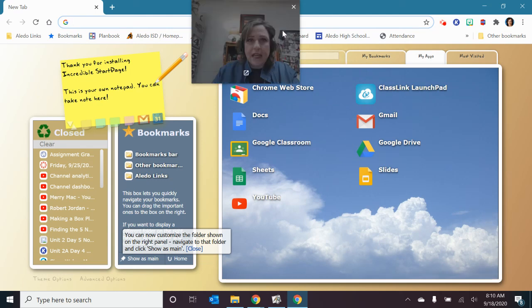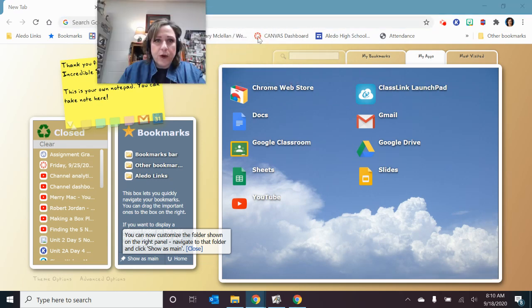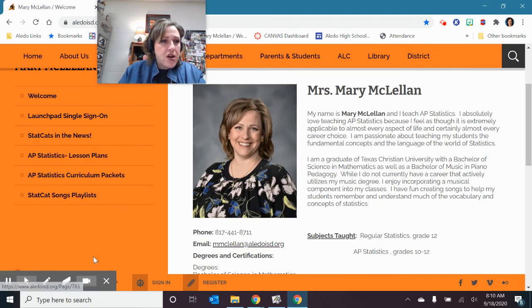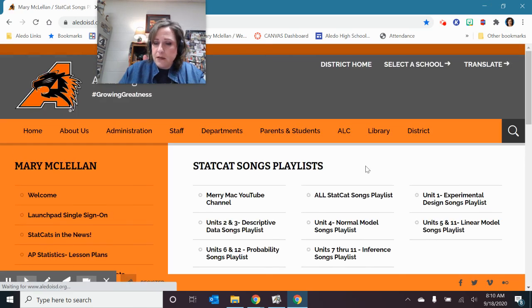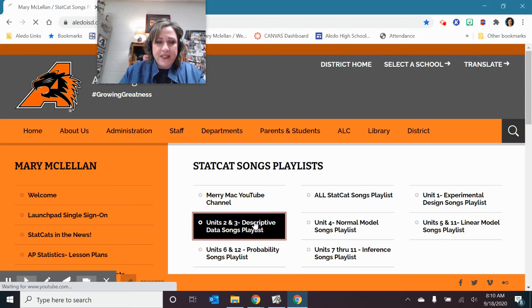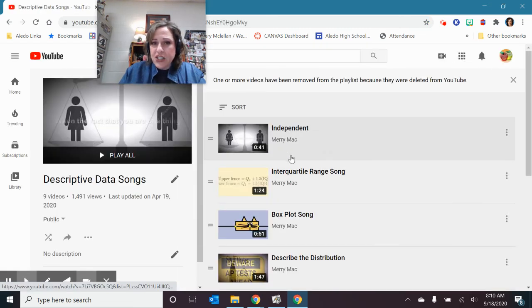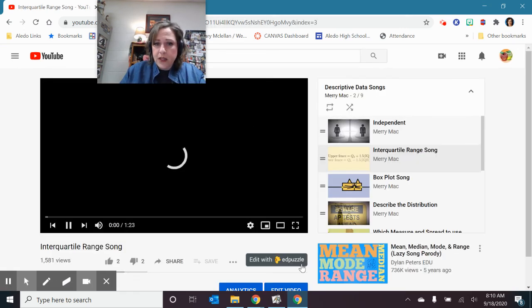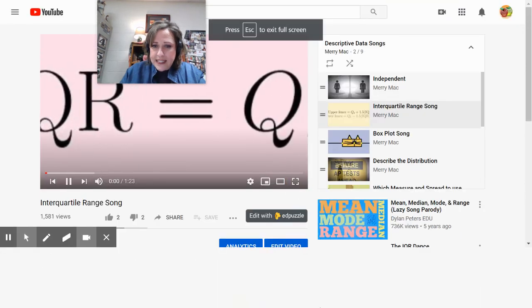So let's go take a look at our songs for Boxplots. I've got a couple of things going on there. Here I'm going to go to my stats song list. We're in descriptive data, and here we go. We've got the Boxplot song. Let's go ahead and do that Interquartile Range song because it has the outliers. So here we go. Let's see if we can listen to that.